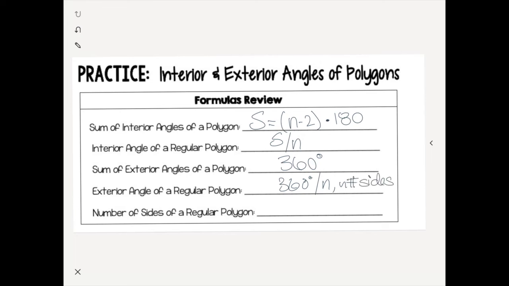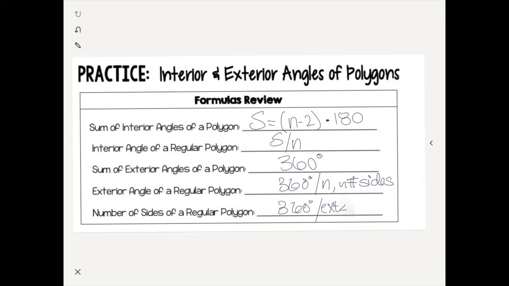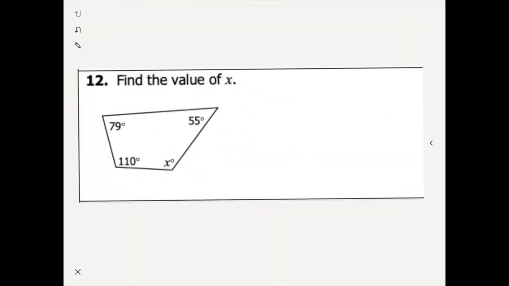And if you're trying to find the number of sides of a regular polygon, you're just going to do 360 degrees divided by the exterior angle. Now let's try a few problems. So this problem says find the value of x.